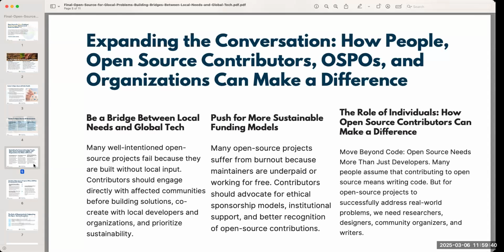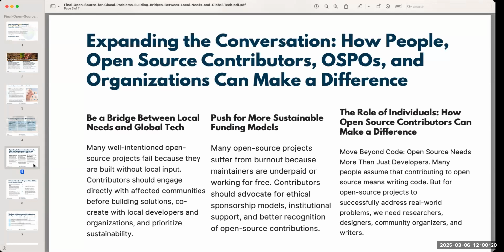So firstly, the role of individuals, how open source contributors, I believe, can make a difference. I believe we can move beyond the code. And I also think that while the code is super important, we've come to a point where we also need to tie in the different parts. So for example, for open source to successfully address real world problems, we're going to be needing researchers who can analyze this data and ensure that decisions that are being made at a high level, at the local level, are based on evidence, actual facts.